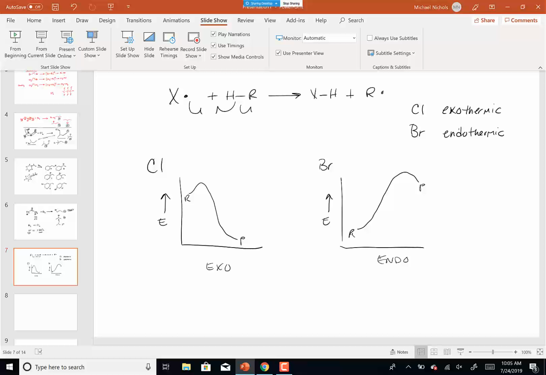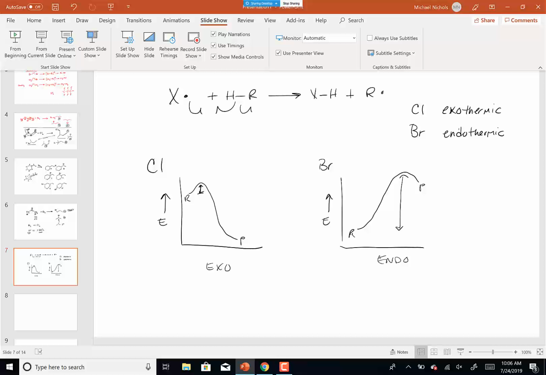So which one of these two reactions should occur faster? Chlorination or bromination? Which one should be faster? Cl? Why? Because it has a smaller activation energy. Why does an exothermic reaction have a smaller activation energy than an endothermic reaction? And that's because of basically the Hammond's Postulate.